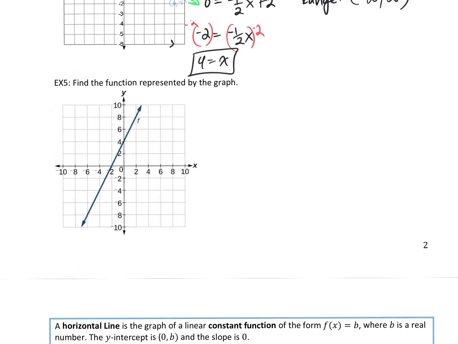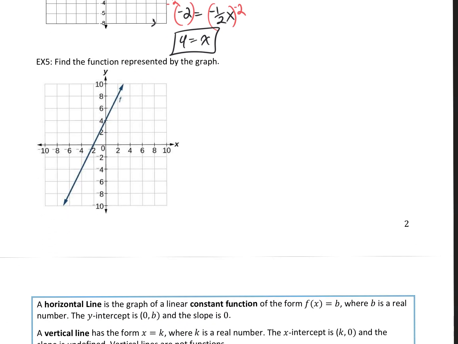Okay, so let's take a look at example 5. Find the function represented by the graph. So we have to do the opposite now. We need to find the function, so f of x equals something. We could probably use mx plus b to find it. So to fill this out, we need to find a slope and a y-intercept. Do we have a slope and a y-intercept?